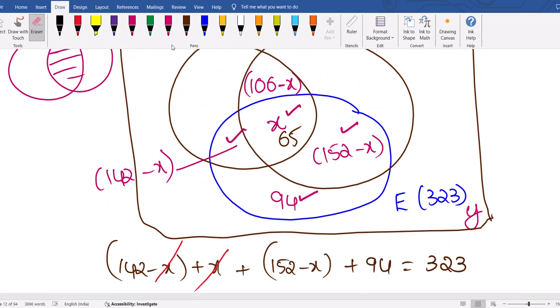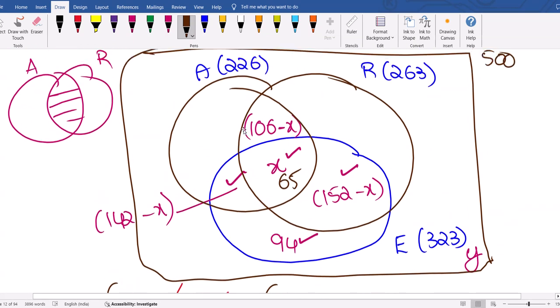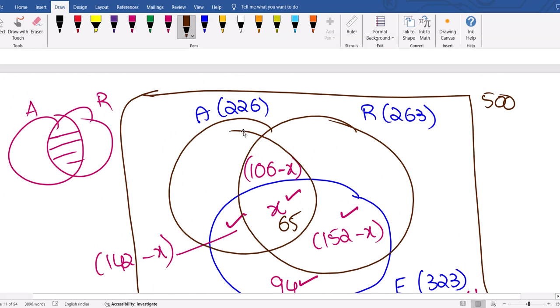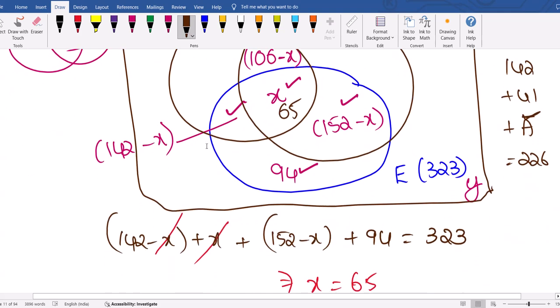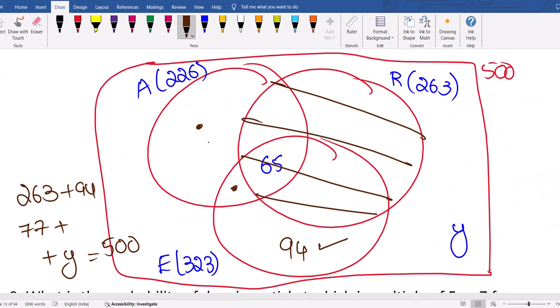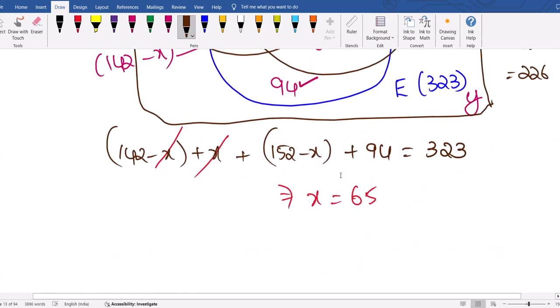We know it's already 142, right? 142 here, 106 minus x, this is 41. So 142 plus 41 plus only aptitude should be equal to 226. So 183 should be removed, means 43, right? Only aptitude, we will get 43. You cross check once, is it correct or not? This is 43, here 142, 43 and 142, 185, and here we are getting the remaining 41.